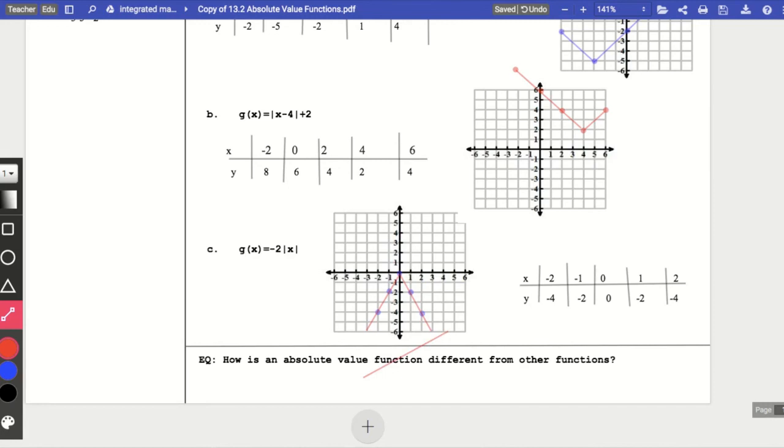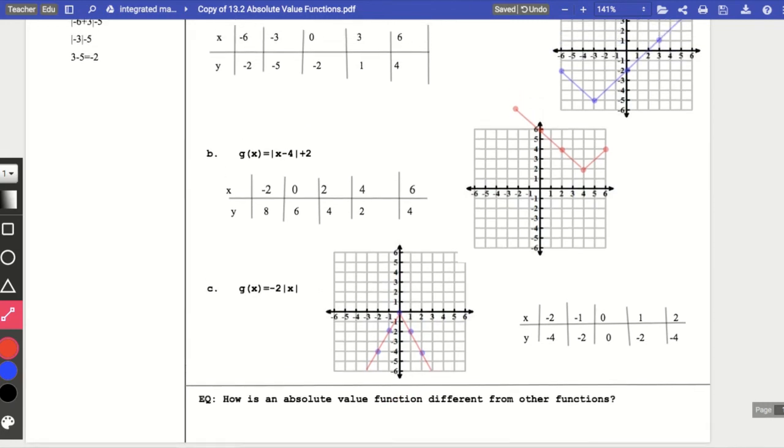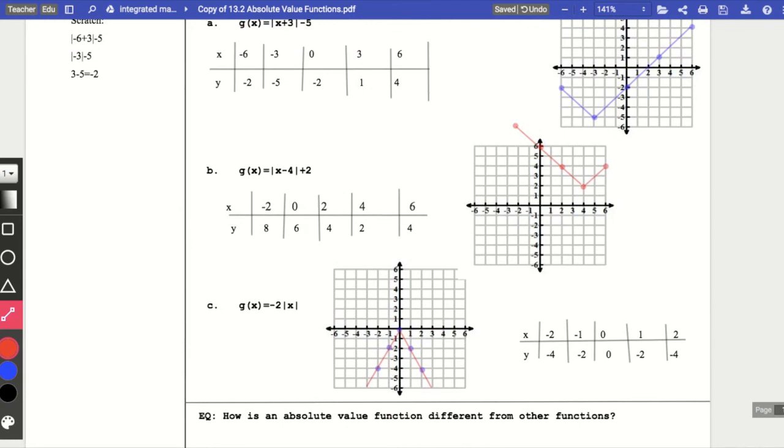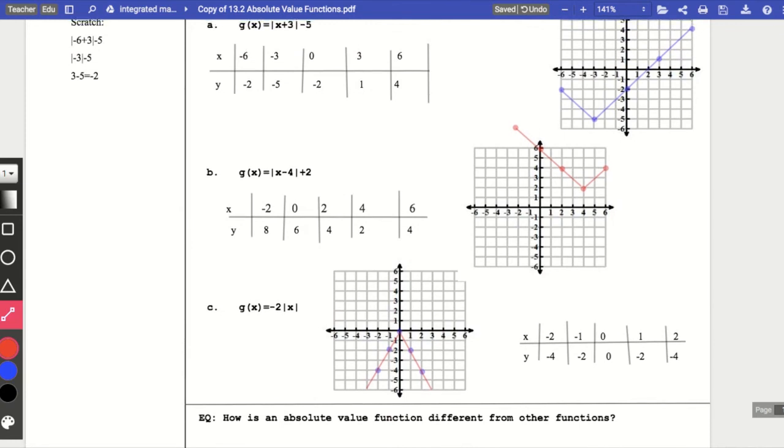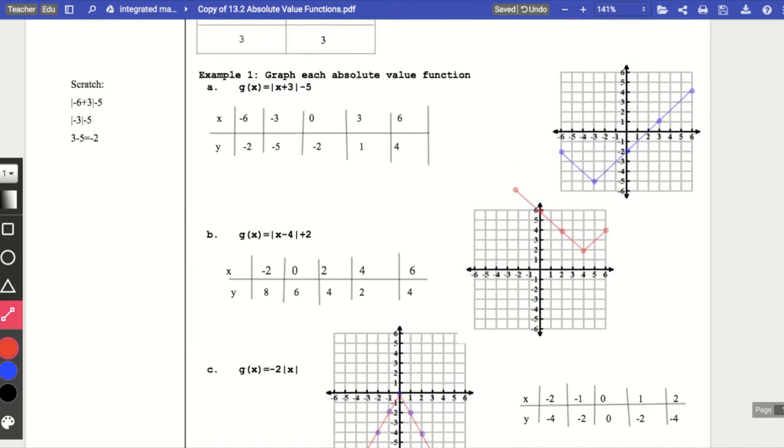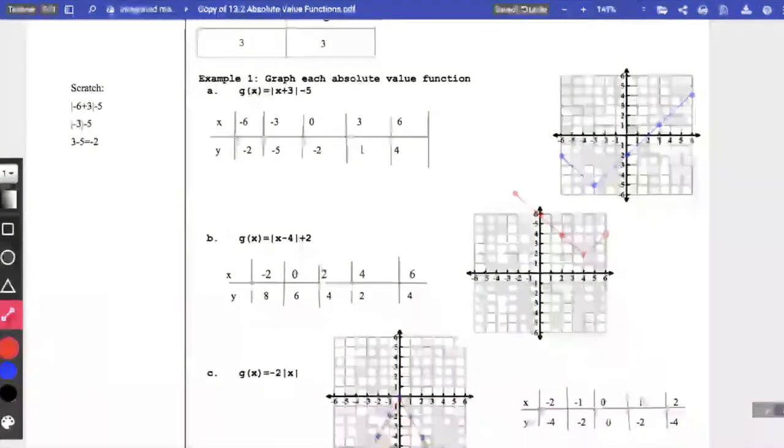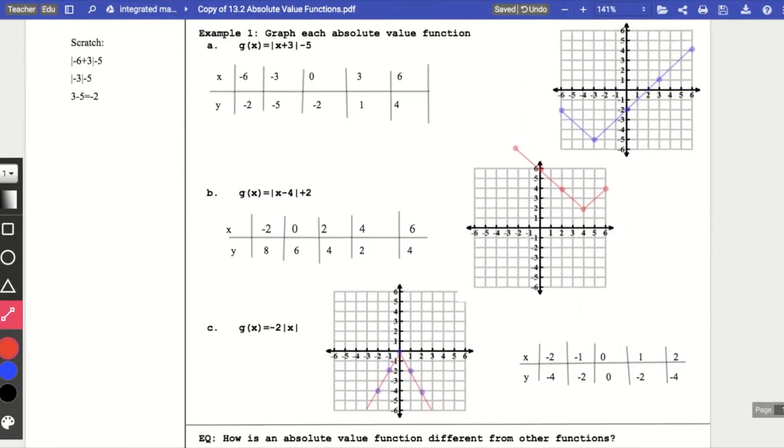So now, hopefully you have an idea on how to create an input-output table. So again, you're working with the absolute value functions. Your key is going to be to create that input-output table just so you don't get lost while doing it, and then graph the coordinates from the input-output.